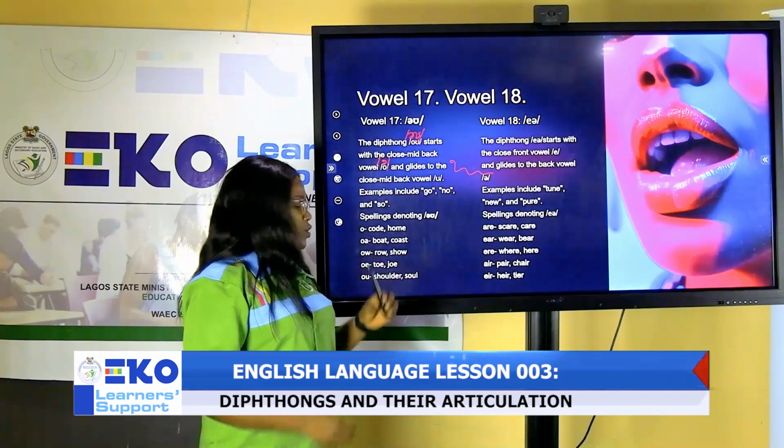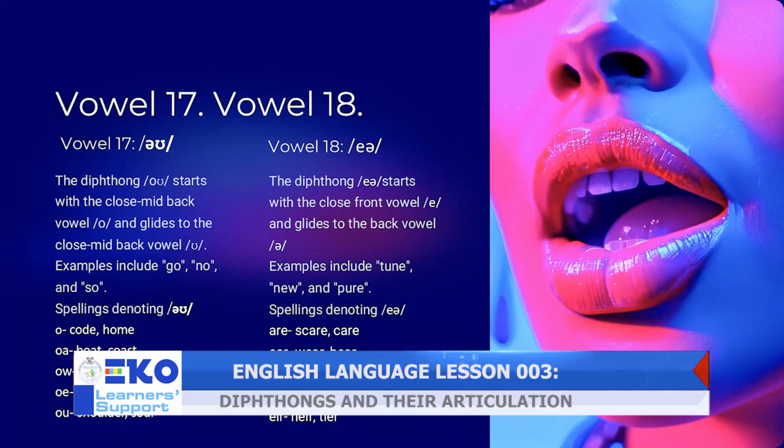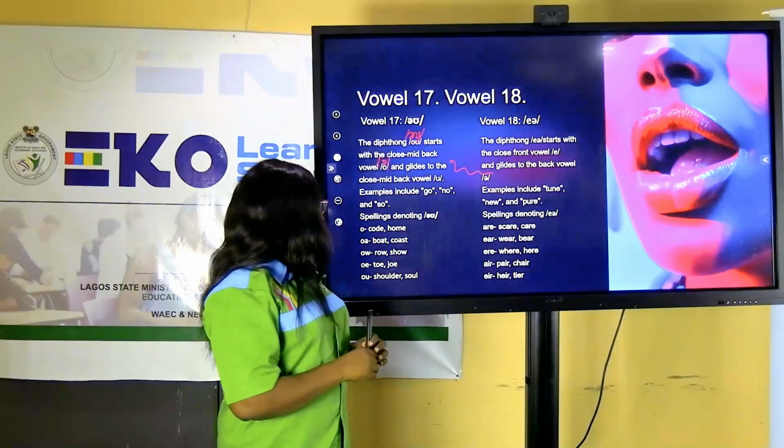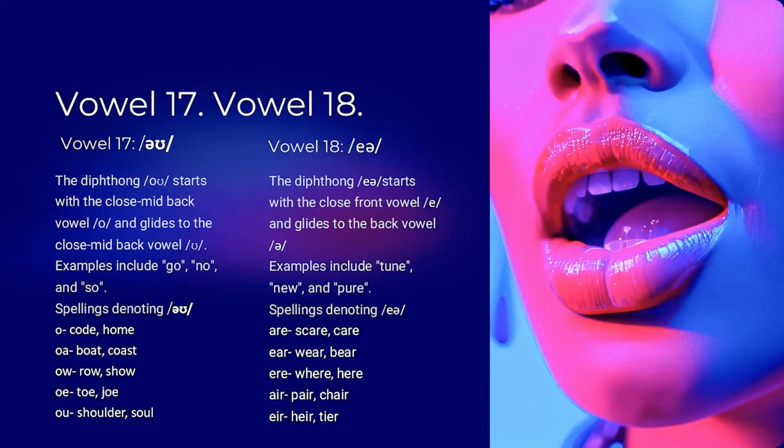We have code. Oh, it's not code, it's code. We have home. I am going home. You go home, not home. Okay? We have boat. We have coast. We have the word roll. We have show, toe, Joe, shoulder. And we have the last word there, soul.